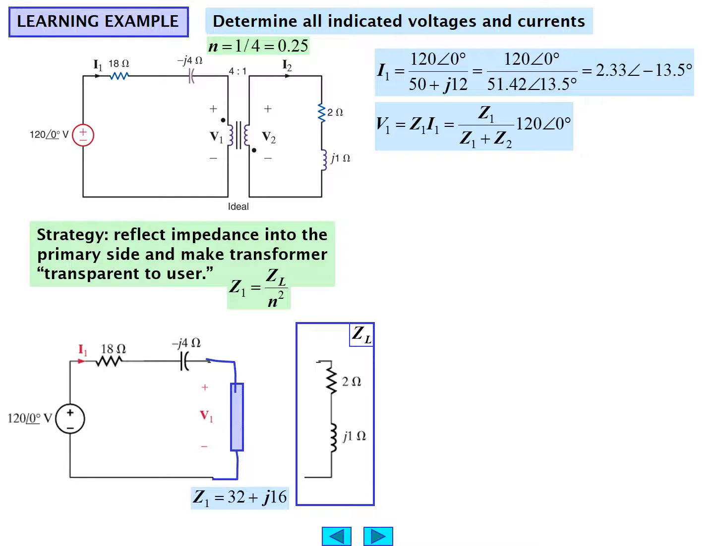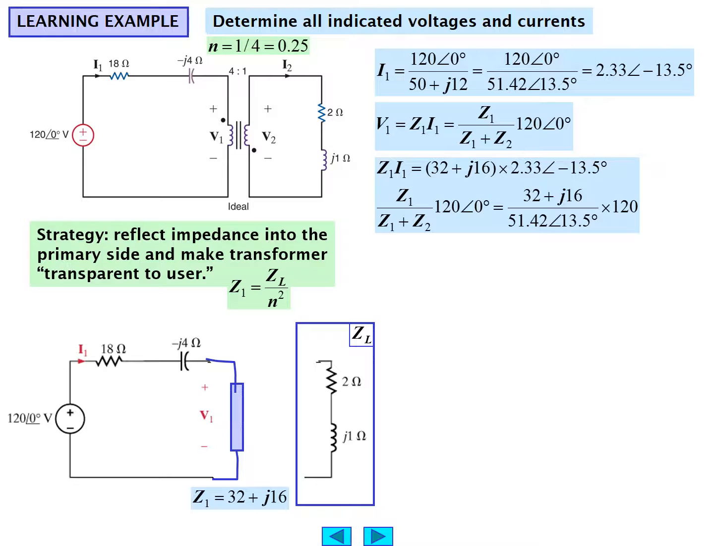V1, which we don't know, but we can now solve it because we know both the Z1 and I1. V1 is a voltage divider based on 120 volts coming in and 2 impedances, namely Z1 plus the other impedance in mesh 1, which is the sum of 18 and minus j4. We'll call that Z2.